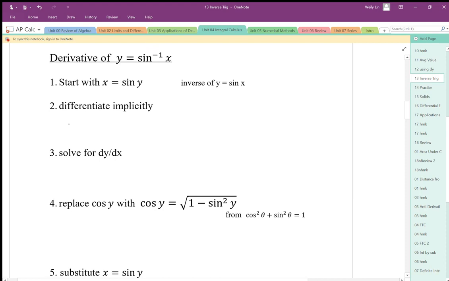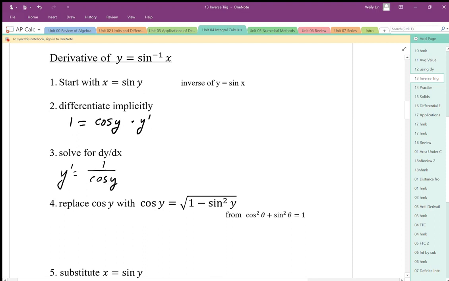So we end up with the derivative of x is 1, the derivative of sine is cosine, and since it is an embedded function, we do y prime. And really what we want is y prime. Okay, that's what we really want. So we're going to solve for the y prime, or the dy by dx, and we get this. y prime equals 1 over cosine y.